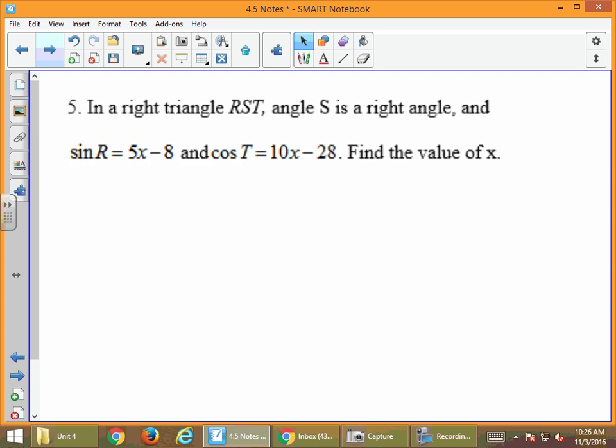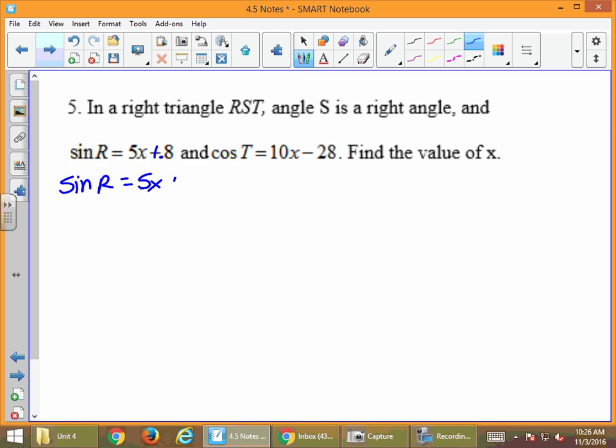Make sure you make these changes in your notes. This should be a plus sign, and there should be a decimal point in front of that 8. So it's actually saying the sine of r is equal to 5x plus 0.80. Make sure you make that change. So everyone should be correcting this right now. Sine of r equals 5x plus 0.80. And this should also be a plus with a point in front of the 2.8. So that's actually saying the cosine of t is equal to 10x plus 2.8. And good change.